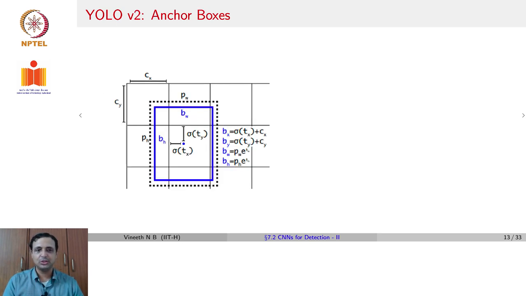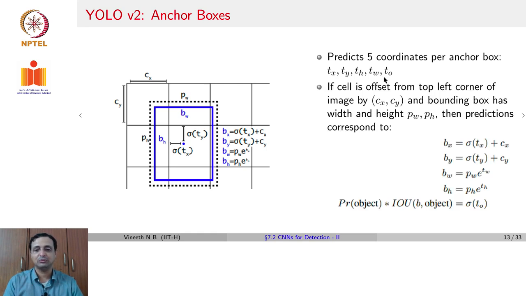To overcome these issues, YOLO v2, which was proposed as an extension of YOLO v1, introduced the idea of anchor boxes into the YOLO framework. These anchor boxes are similar to what you saw with Faster RCNN. So let's see how these anchor boxes work. So there are 5 coordinates predicted per anchor box: tx, ty, th, tw and to.